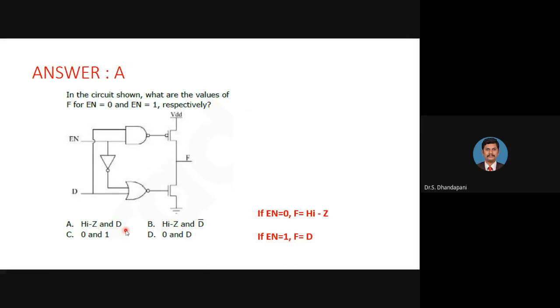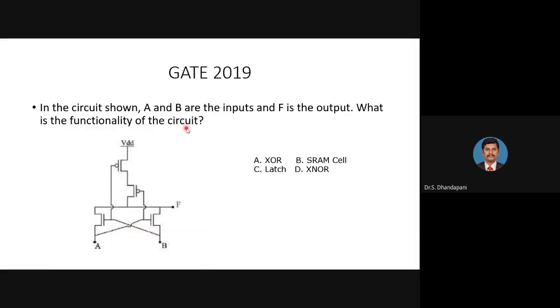Next, another question from GATE 2019 question paper. A circuit is given. A and B are the inputs. F is the output. We want to know what is the function of the circuit. That means we want to analyze for all possible values of A and B, what will be the value of F. That means for A and B equal to 00, 01, 10, 11. For all the 4 possible input combinations, what will be the answer of F? If we know, then we can say what is the functionality.